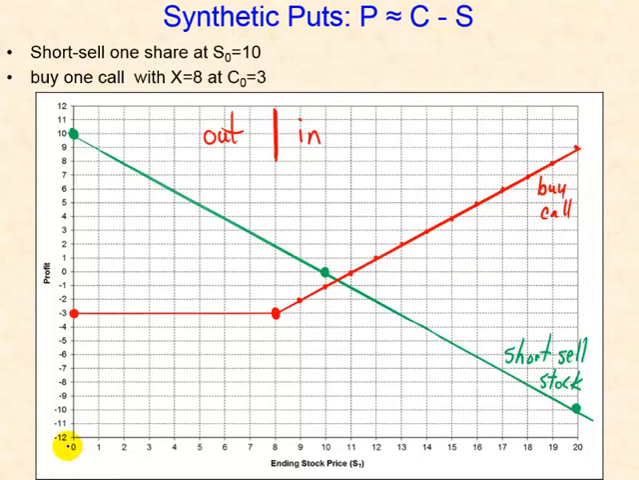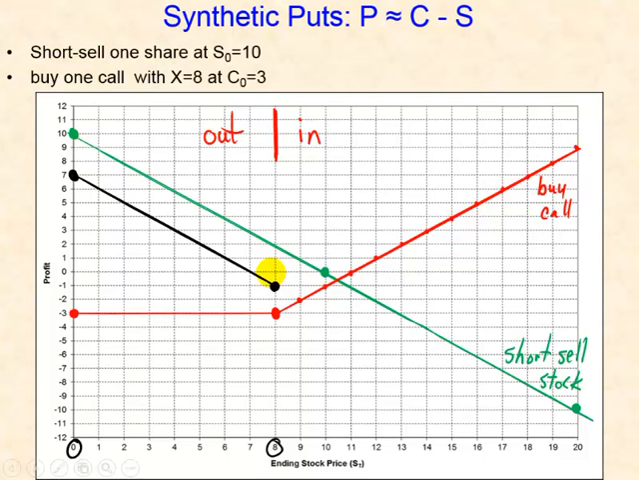So if the stock price is 0, I lose $3 on my call, but I make $10 on the stock. That's a $7 profit. We need to next look right here where the option is at the money. That is an ending stock price of 8. Again, I lose $3 on my call. I make $2 on the short stock. And so -3 plus 2 gives me a -1. We'll connect those points with.